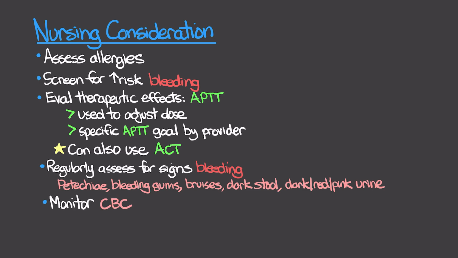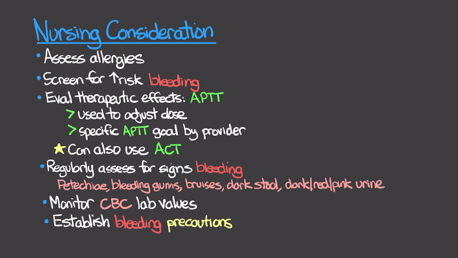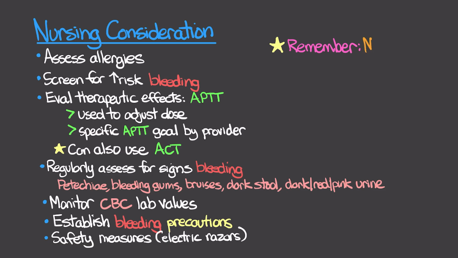We do want to monitor CBC lab values, as a decrease in hemoglobin could be an indication that there is bleeding going on if we don't have any overt signs of bleeding. Again, make sure we establish bleeding precautions and try to prevent the patient from having any injury. Use safety measures, so electric razors versus manual razors, to cut down on that risk of bleeding. And again, just important to know, we don't have any specific antidote for Argatroban.